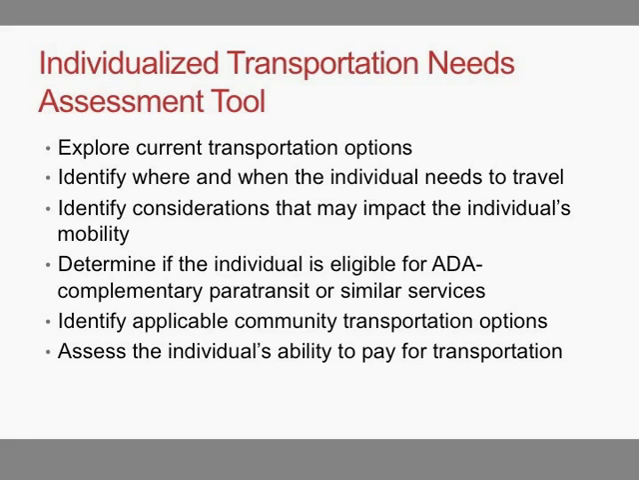1. Explore current transportation options for the individual. 2. Identify where and when the individual needs to travel. 3. Identify considerations that may impact the individual's mobility. 4. Determine if the individual is eligible for ADA complementary paratransit or similar services. 5. Identify applicable community transportation options. 6. Assess the individual's ability to pay for transportation. Let's look at this tool step by step.